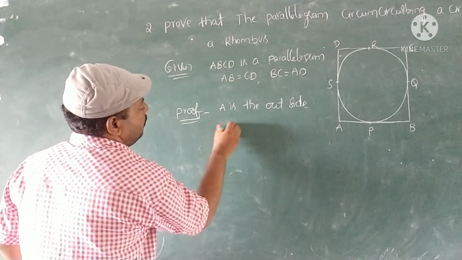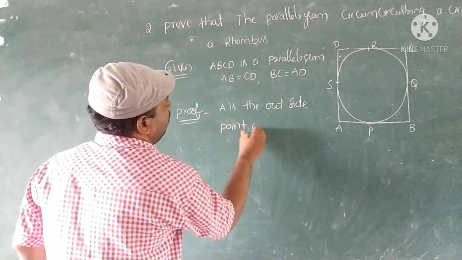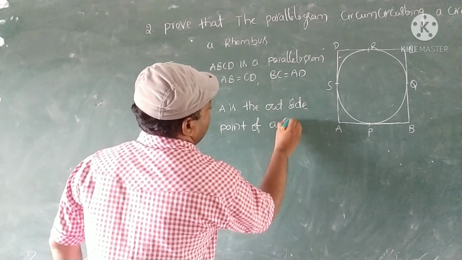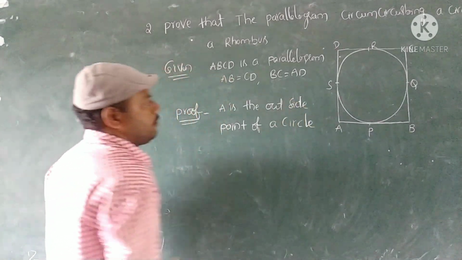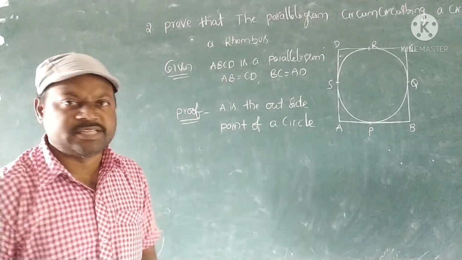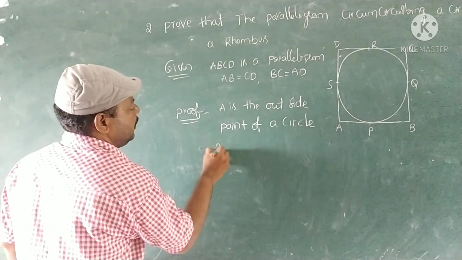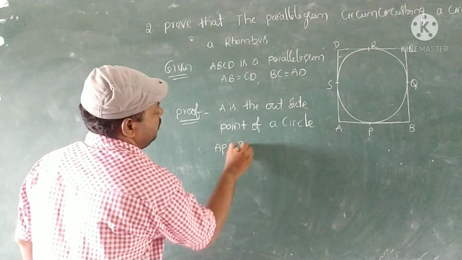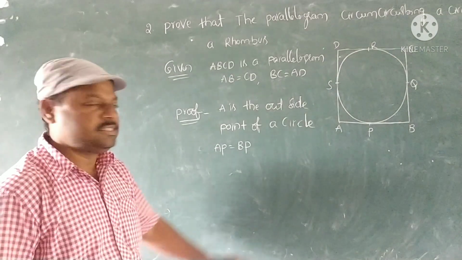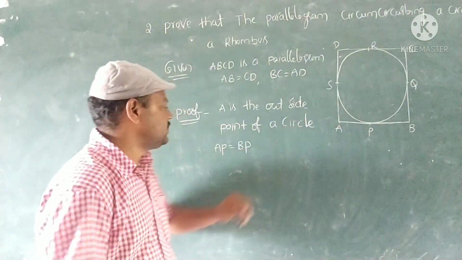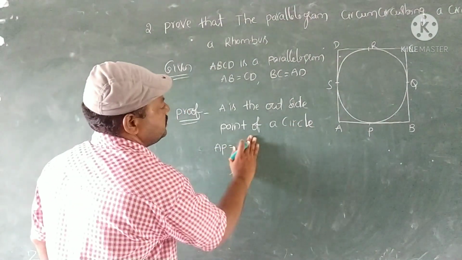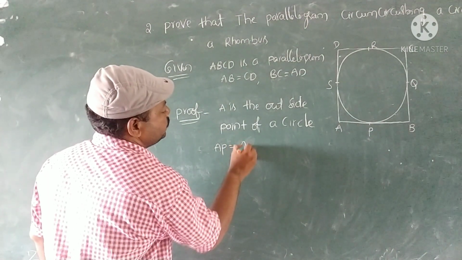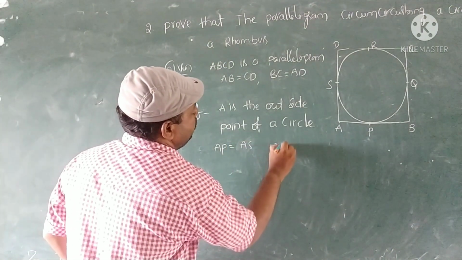A is the outside point of a circle. That means AP equals BP. AP is the first tangent, AS is the second tangent. So AP equals AS. This is equation number 1.